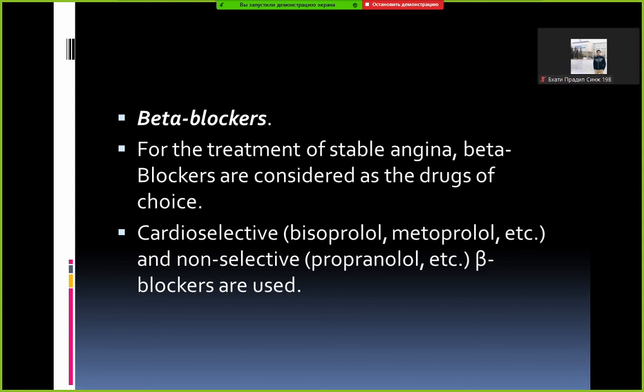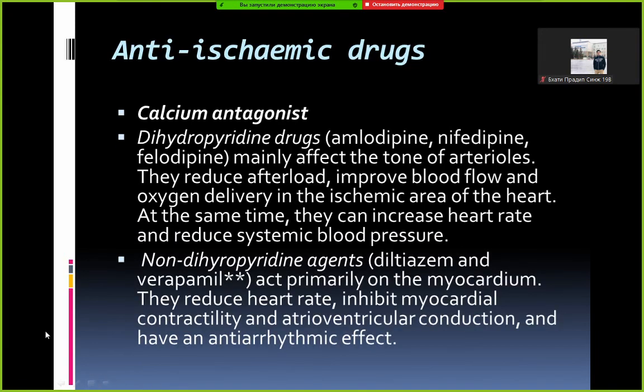They are also divided into two groups: cardioselective and non-cardioselective beta blockers. The next is calcium antagonists. They are divided into two groups also: dihydropyridine drugs and non-dihydropyridine agents. Dihydropyridine drugs mainly affect the tone of arterioles. They reduce afterload, improve blood flow and oxygen delivery in the ischemic area of the heart, and at the same time they can increase heart rate and reduce systemic blood pressure.